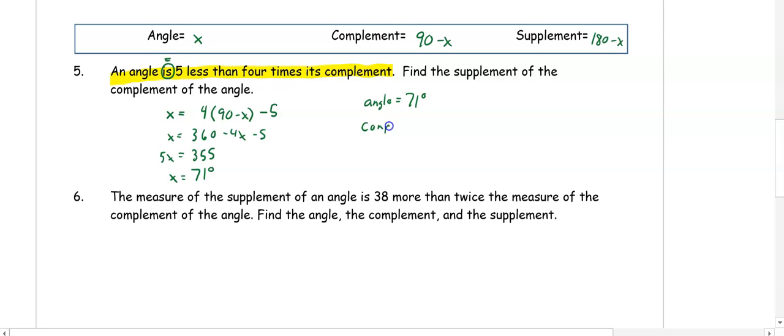To get our complement then, because it says find the supplement of the complement. So first we need to know the complement. The complement is going to be 90 minus 71, which is 19 degrees. And then we want the supplement of the complement, so we are going to do 180 minus 19. So we get 161 degrees.